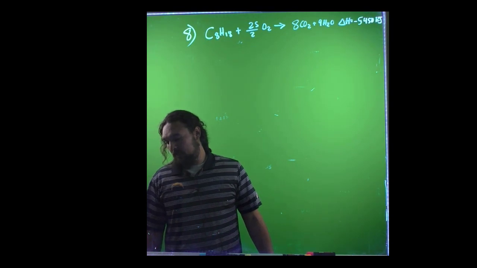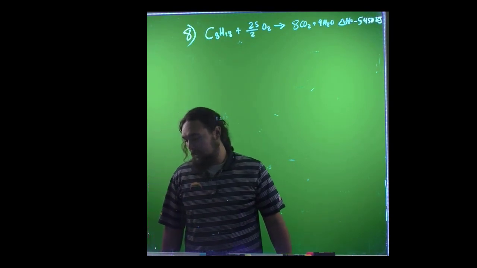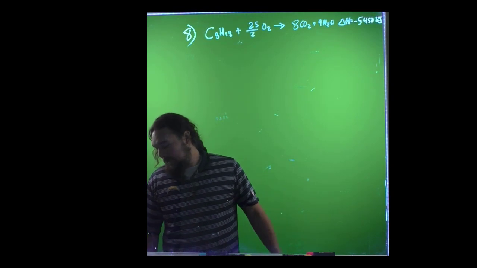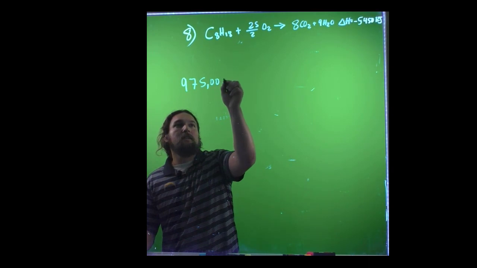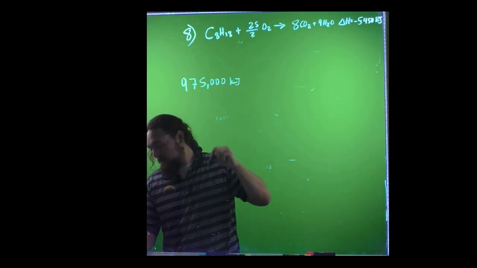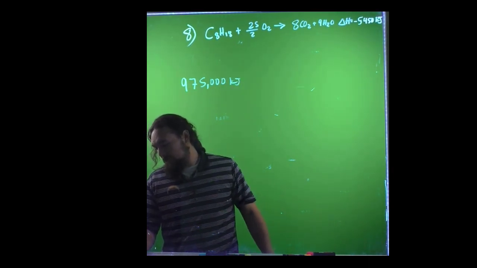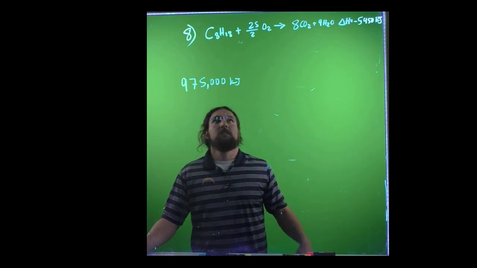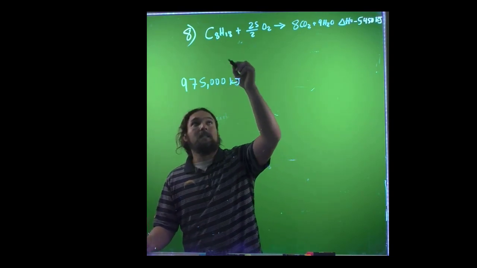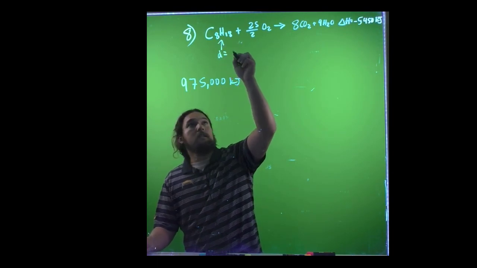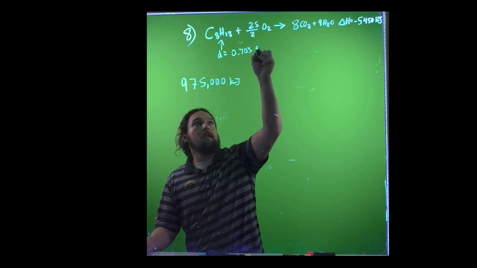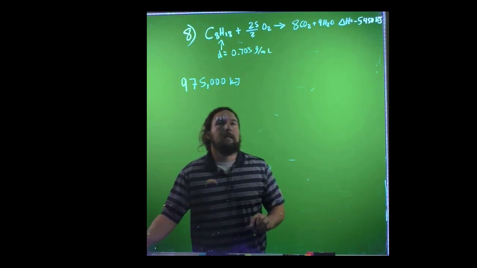The question says, an Eskimo wants to warm up his igloo by burning octane. According to the above reaction, if he needs to generate 975,000 kilojoules of energy to completely heat up his igloo, how many liters of octane does he need to burn? Assuming 100% efficiency, and we're going to say that octane's density is equal to 0.703 grams per milliliter. Okay?